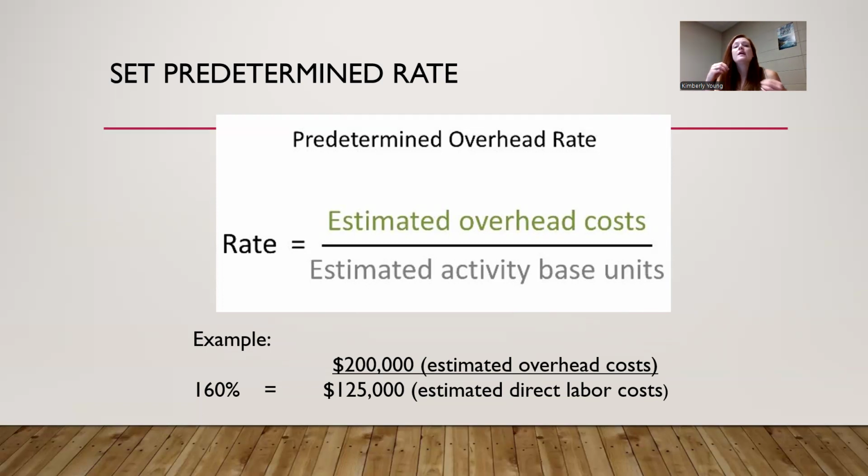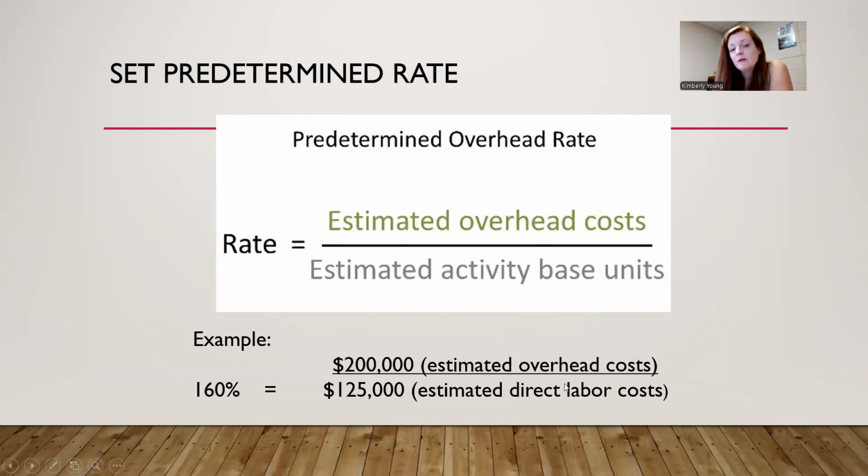Then we divide it by some type of activity base. Usually you'll see it as direct labor hours. You might see it as machine hours or even direct material cost, but most common is the direct labor hours. Just make sure you pay attention when you see word problems, exactly what they're asking for here, what the activity base is determined to be.